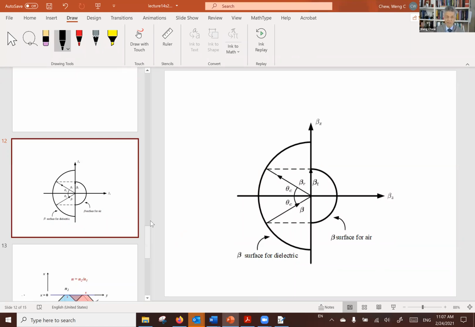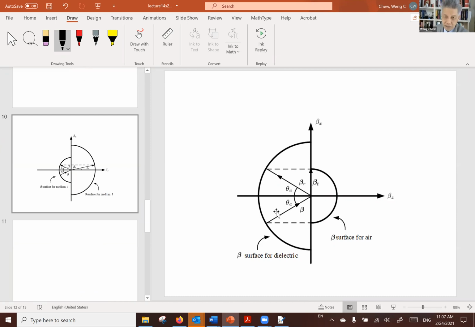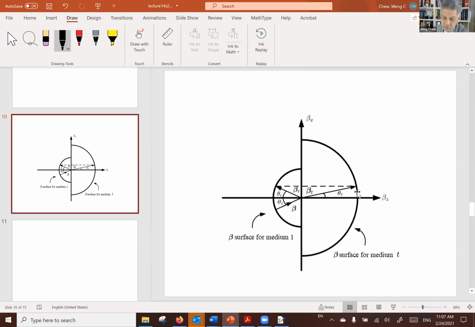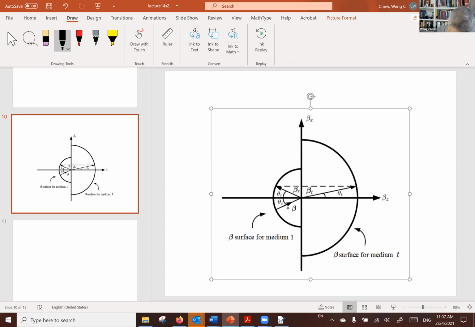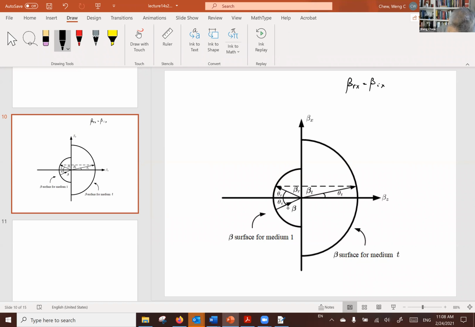So you can go back to this first diagram and say that, well, if I increase my incident angle, beta t would have to change accordingly, according to Snell's law actually. You can actually get Snell's law from this picture over here. You have the fact that beta Rx is equal to beta Ix, and this means that beta 1 sine theta I is equal to beta 1 sine theta R. And this is only possible when theta I is equal to theta R.